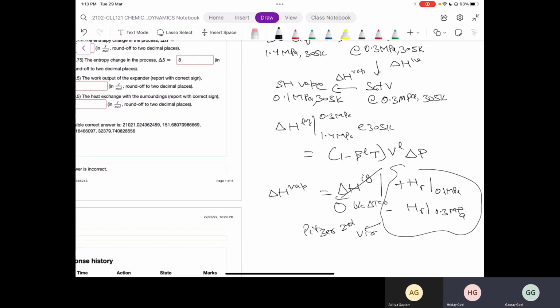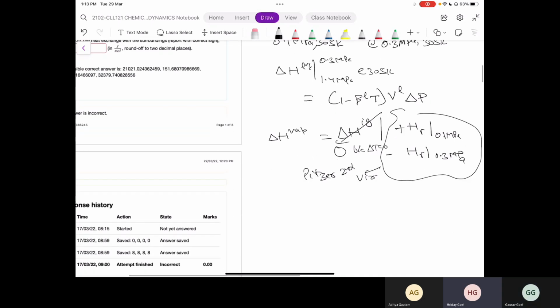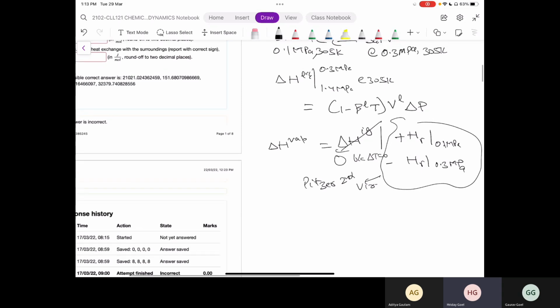For delta S, this will not be zero because delta S depends on pressure changes also. So the formula will be slightly different. Okay, I understand. Just give me one second, I need to recall this part.